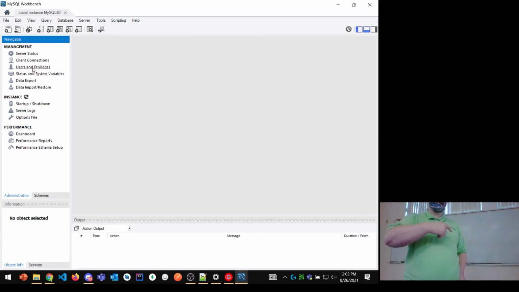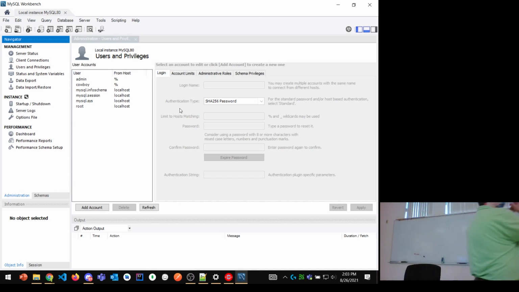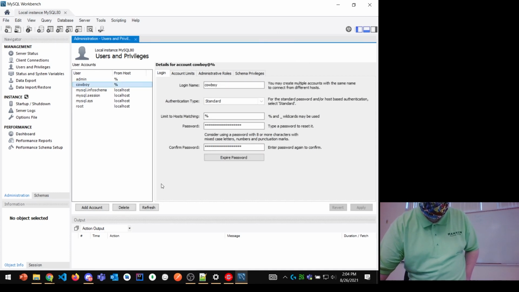So just go out and get back onto administration if you haven't yet, and click here on users and privileges. Okay, so what you can see here, actually, because I've done something previously, is I've got some accounts set up, an admin and a cowboy. I'm going to actually go ahead and delete those users.